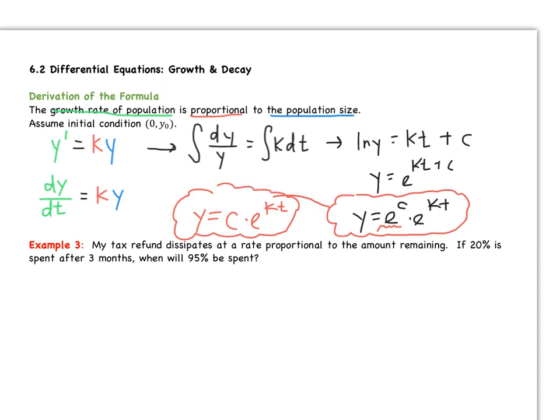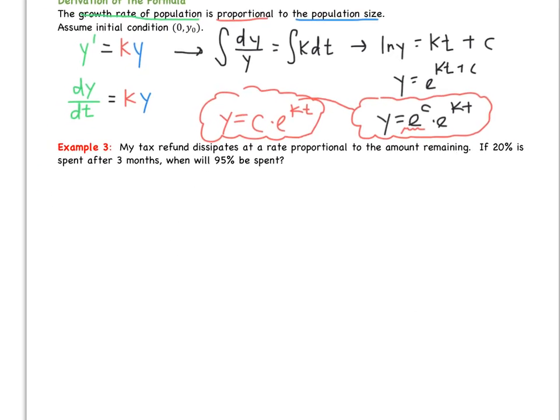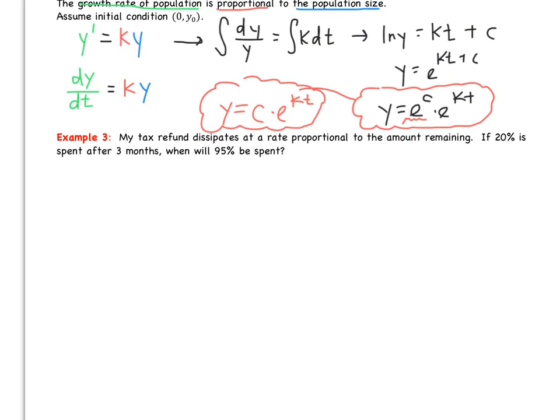So now let's put this to this last example. My tax refund dissipates, goes down at a rate proportional to the amount remaining, okay? So the tax refund dissipates at a rate proportional to the amount remaining. So that should tell us we are using the formula that we derived up above, okay? So we are looking at y is equal to c times e to the kt, okay? Now, if 20% is spent after 3 months, when will 95% be spent?